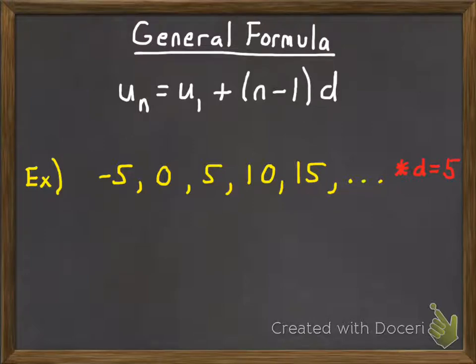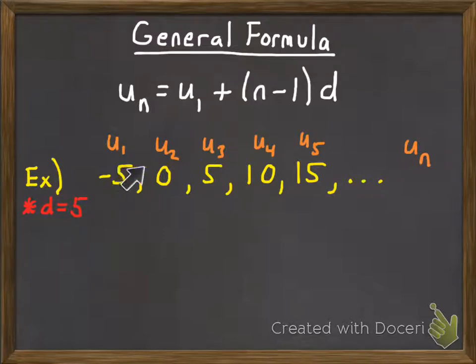Each term in an arithmetic sequence can always be thought of as taking the first term and adding the common difference a specific number of times to it. And so I'm going to express each of these terms in regards to the common difference and the first term, negative 5.